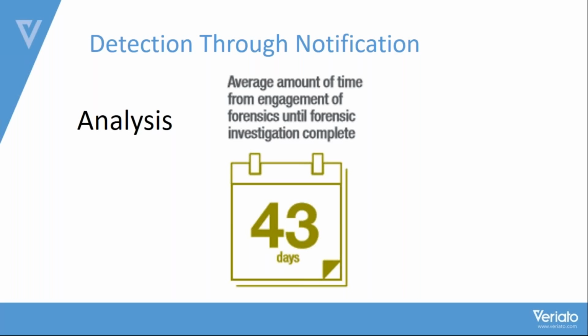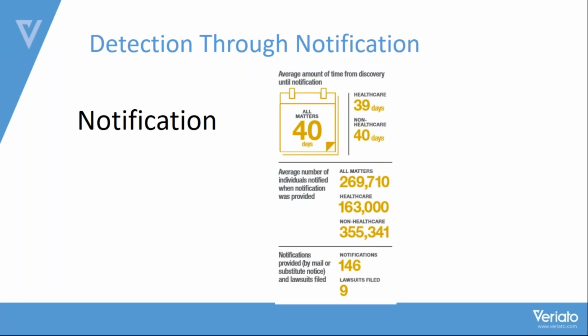The next step is analysis. So once I stop the bleeding, once I have containment, I have to figure out what went wrong. Why did it go wrong? What actually happened? What have we lost? How have we been compromised? Who do I have to tell? Those types of things have to happen next. So you see the average amount of time from engagement of our forensics team to forensic investigation complete is on average 43 days. Now think about this.